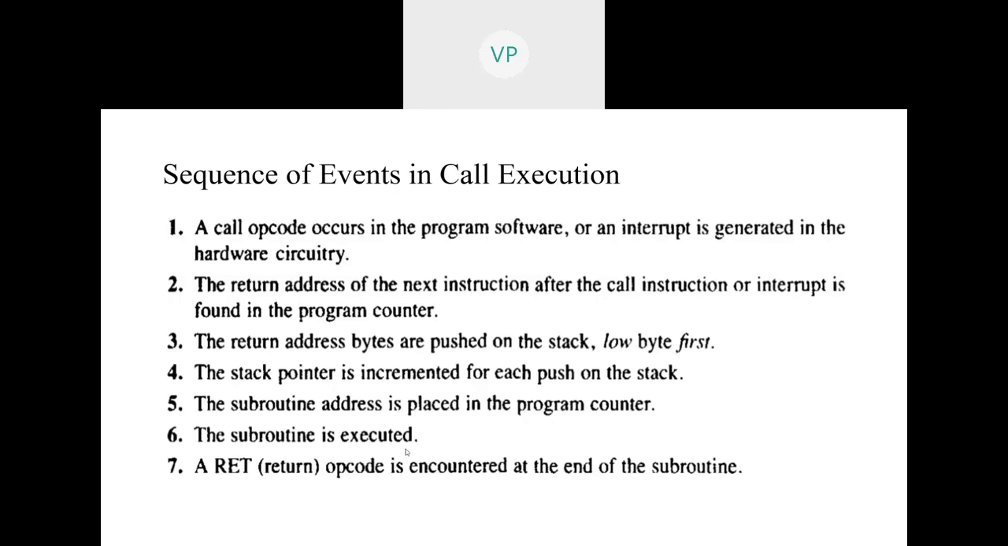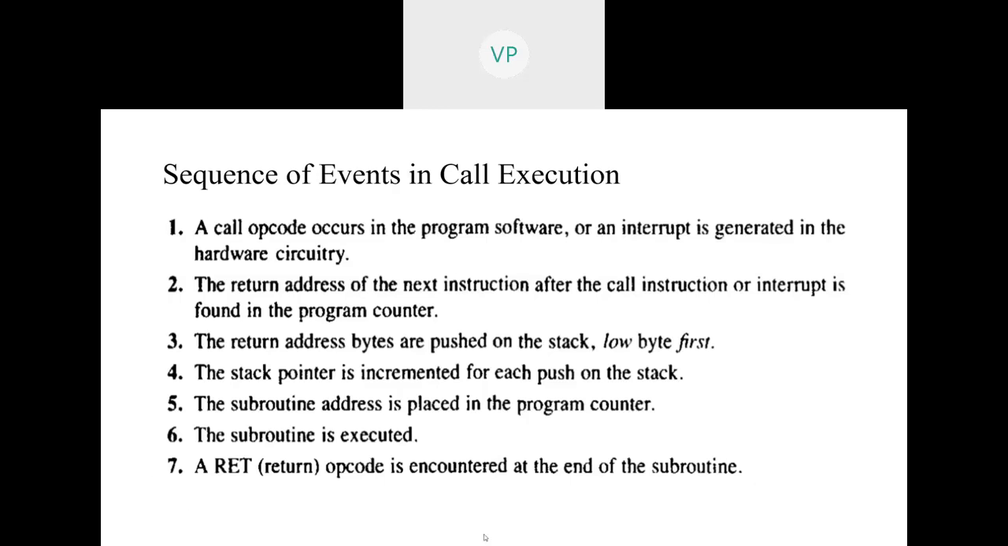The program counter now has to hold the address of the subroutine. It will execute the subroutine and perform the return. The return opcode is encountered at the end of the subroutine. Everyone understood? This is the sequence of events which takes place after the call opcode is called. Right? Everyone understood this?